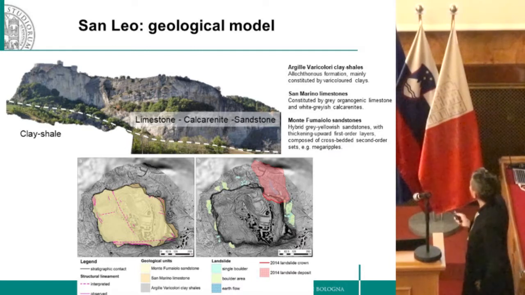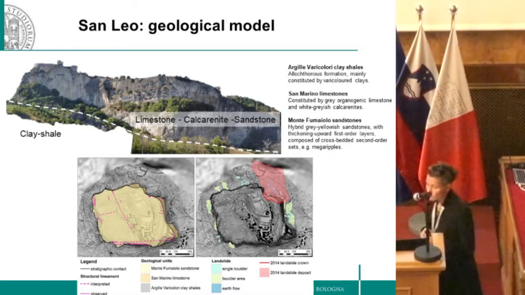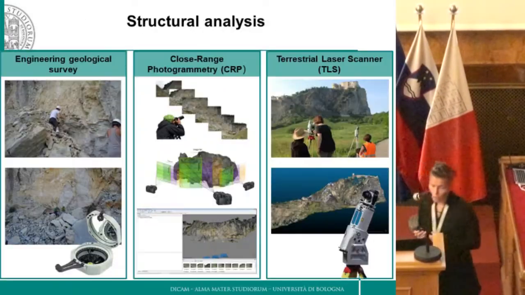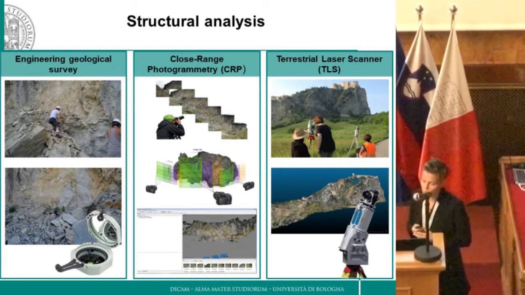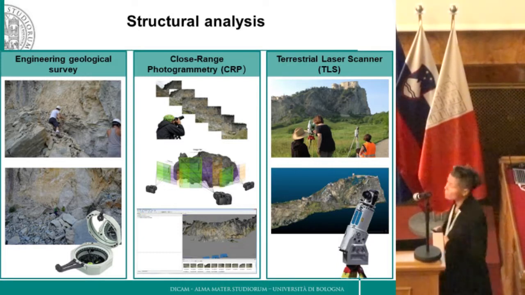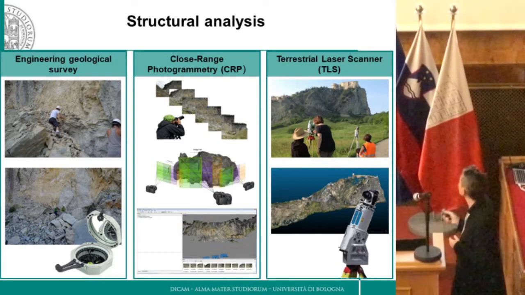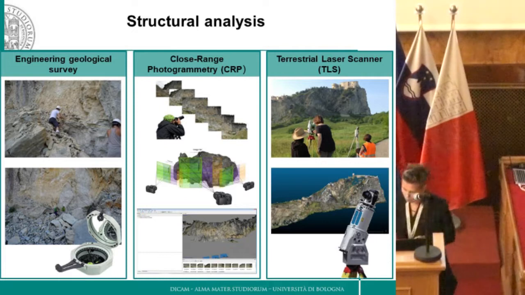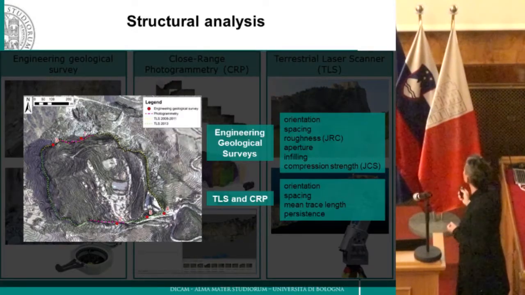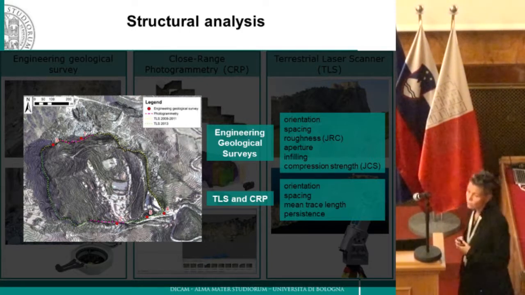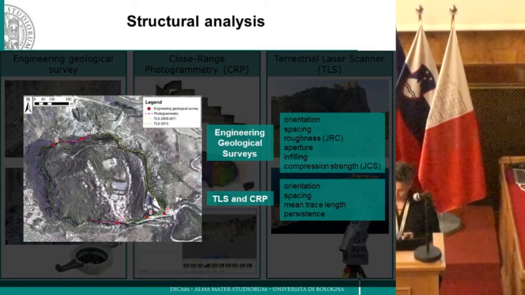So geological mapping was performed in order to find the most important structural lineaments. But we had also the possibility to use some other easier techniques, because you see that doing engineering geological surveys at the base of the slab is not really convenient. So we used photogrammetry and laser scanner in order to build the 3D model of the slab, and to gain some information about the orientation, the spacing, and all the features of discontinuities.